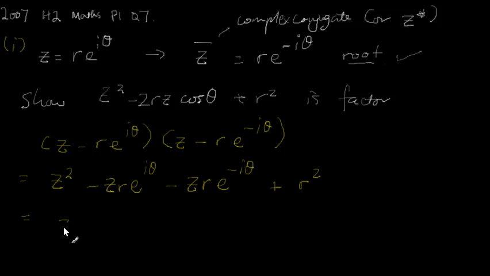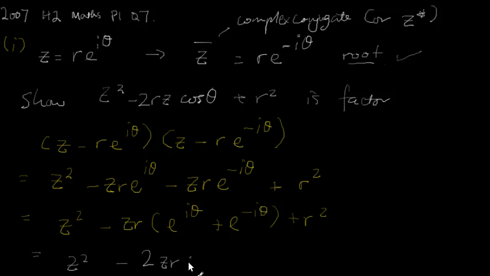So this would be z² − zr(e^(iθ) + e^(−iθ)) + r², and finally z² minus 2zr cos θ plus r², which is the same as this. So that's the answer to the next part. The first part, part 1, is done. Now let's go to part 2.